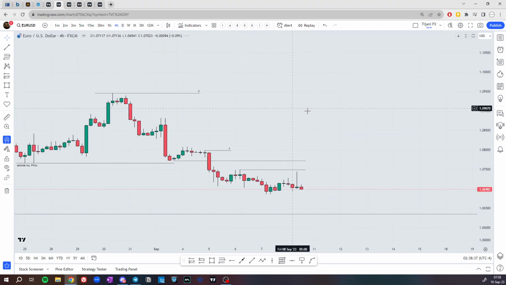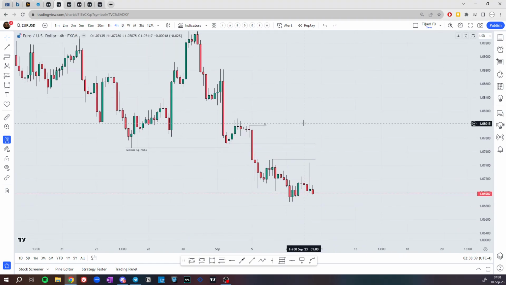On 4-hour time frame, what we see? We see price which has dropped lower, as I said. During this time, I've been expecting a retracement to this fair value gap for price to continue lower, something like this.